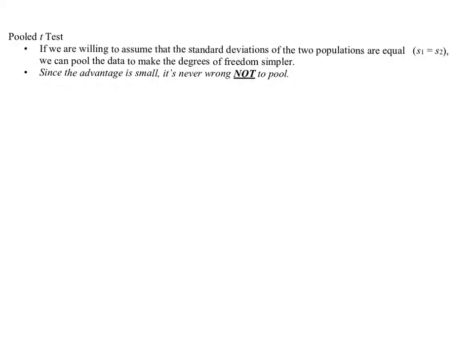So earlier I told you for pooled to always say no. And the reason is that if you are willing to assume that the standard deviations for both populations are equal, you can pool the data, which makes the degrees of freedom simpler. But the advantage of this is very negligible. So it's never wrong just to say no to pool. So for pooled data, just always say no.